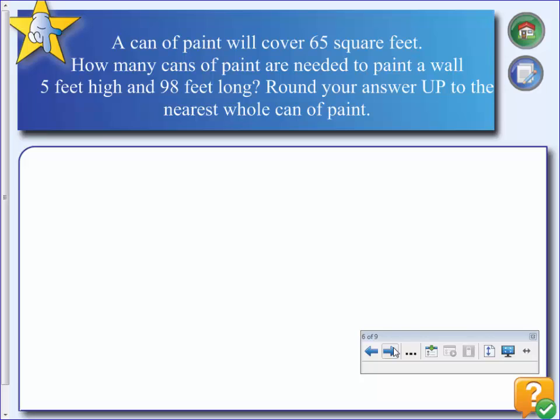All right, just like that last word problem, I would like you guys to just read through it first to see exactly what this question is asking. It says a can of paint will cover 65 square feet. How many cans of paint are needed to paint a wall 5 feet high and 98 feet long? Round your answers up to the nearest whole can of paint. So go ahead and pause that, draw out the dimensions.